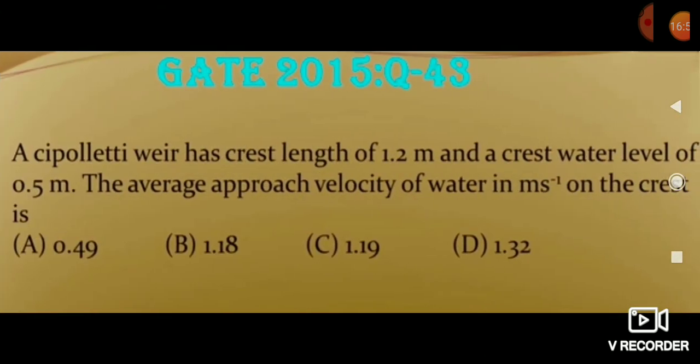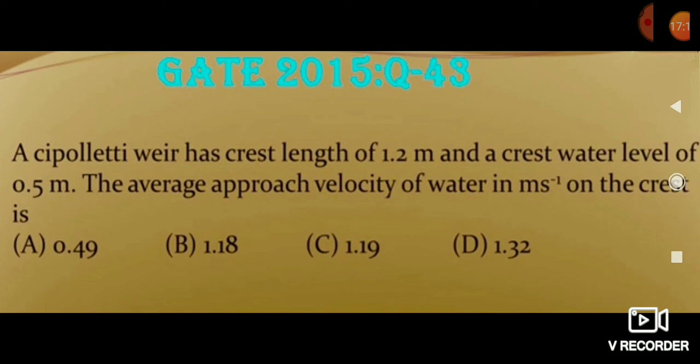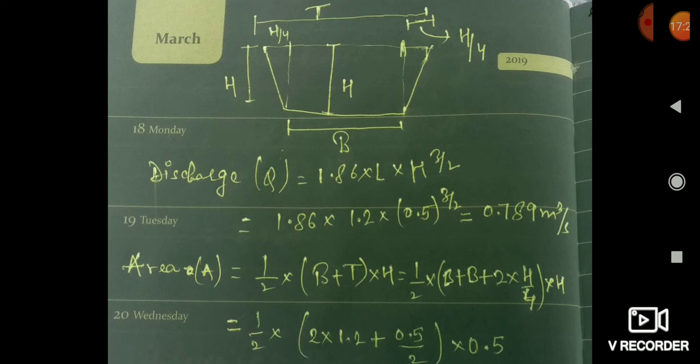You can see that in case of superlative weir they have not given you any Cd value or anything else. So you have to assume that for superlative weir the Cd value is around 0.72. So you have to remember this discharge formula only, 1.86 into L into h to the power 3 by 2. And the length L is given to us, that is 1.2, and the height of crest level is also given to us, that is 0.5. So you put 1.86 into L into h, you can get the discharge 0.789 meter cube per second.